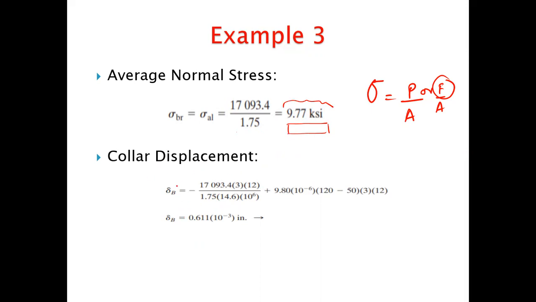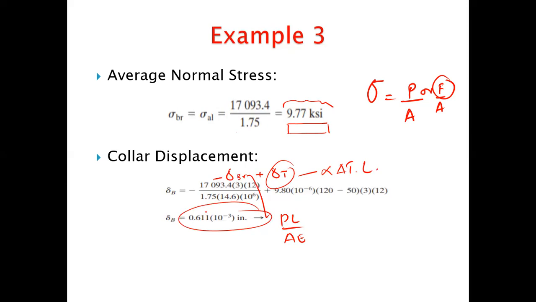About the collar displacement, we have to use the compatibility equation. Then we have the thermal displacement, which is negative, due to the force and due to the temperature. We got all the values. So this will be PL over AE, and this is alpha delta T into L. We put in all the values and we get the collar displacement at B.